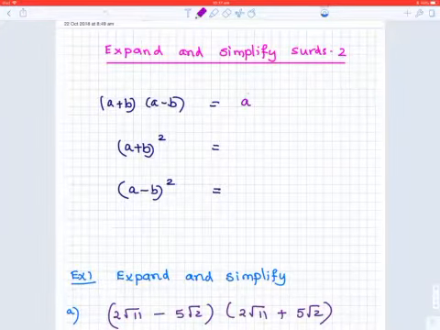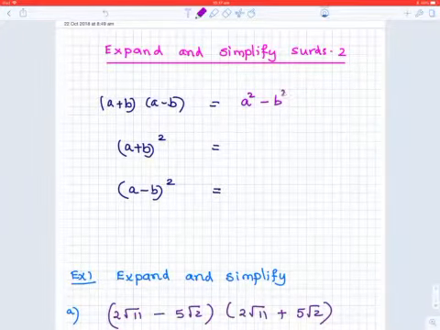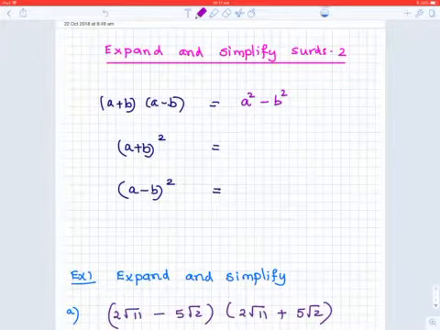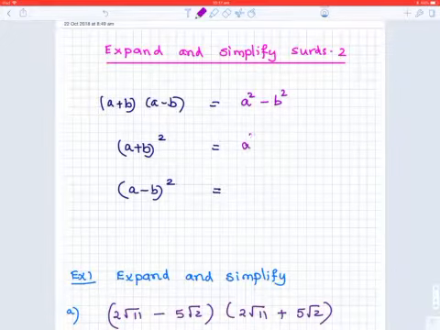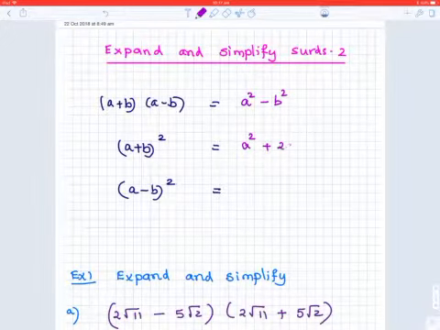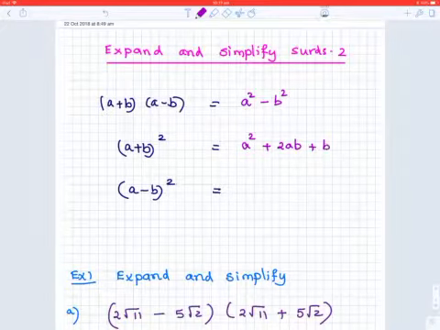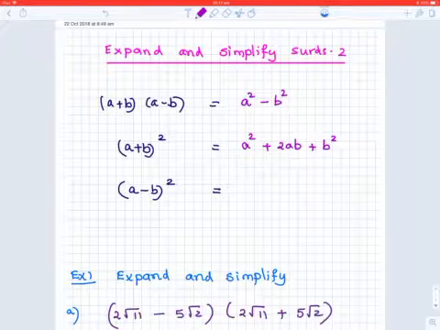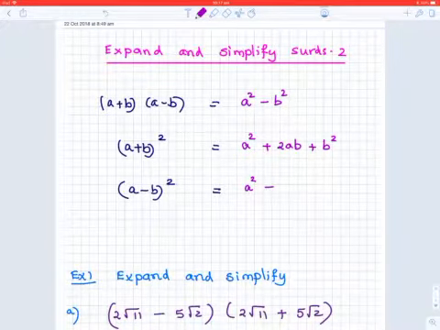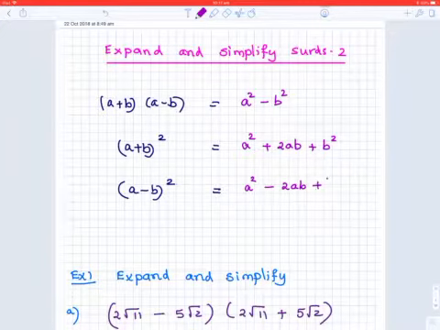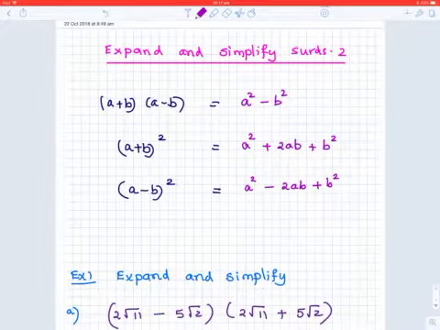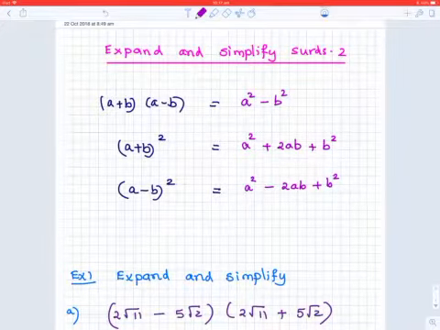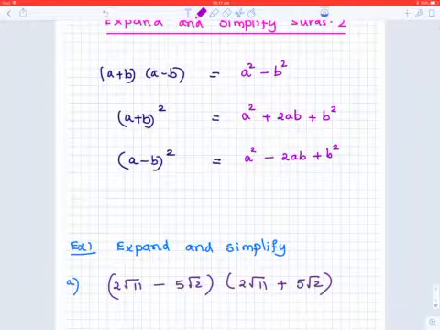The first one, (a + b)(a − b) = a² − b². The second one we may use is (a + b)² = a² + 2ab + b². And the third one is (a − b)² = a² − 2ab + b².